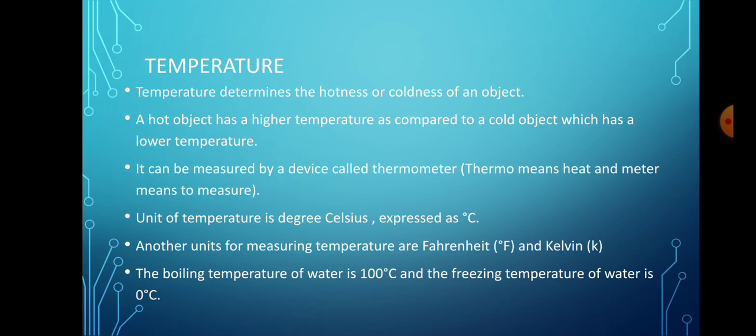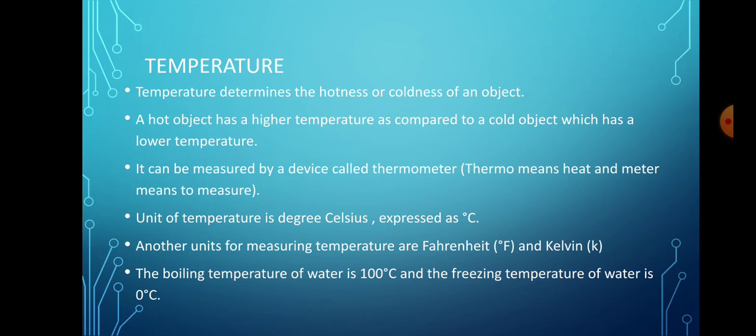Now, what is temperature? Temperature determines the hotness or coldness of an object. A hot object has a higher temperature, whereas a cold object has a lower temperature. It can be measured by a device called thermometer. The unit of measuring temperature which is widely used is degree Celsius. There are some other units also to measure the temperature, such as Fahrenheit and Kelvin.